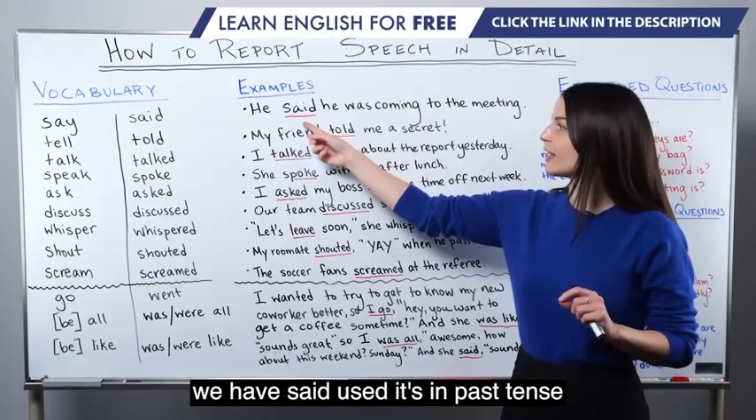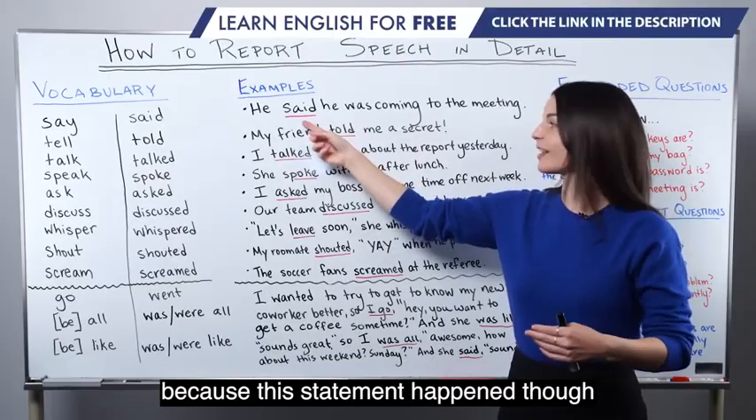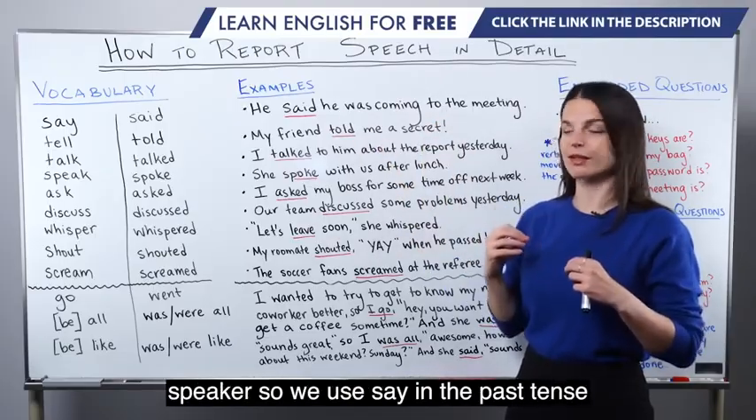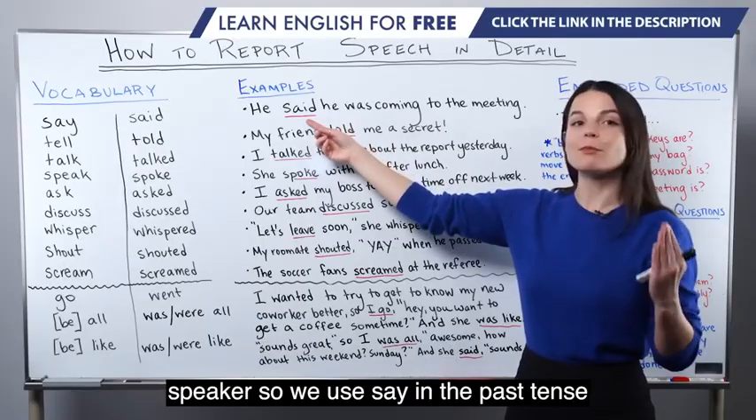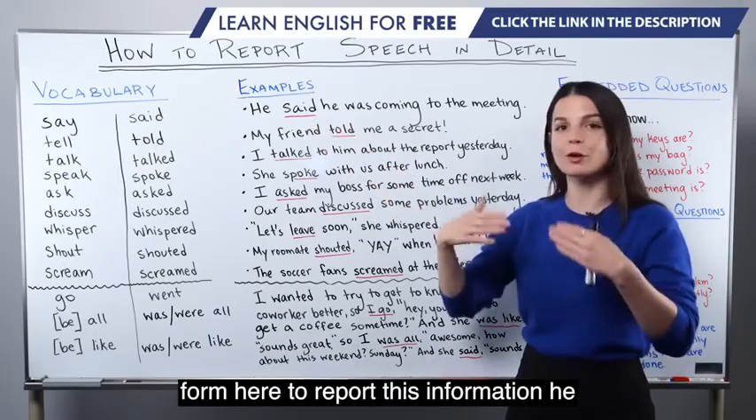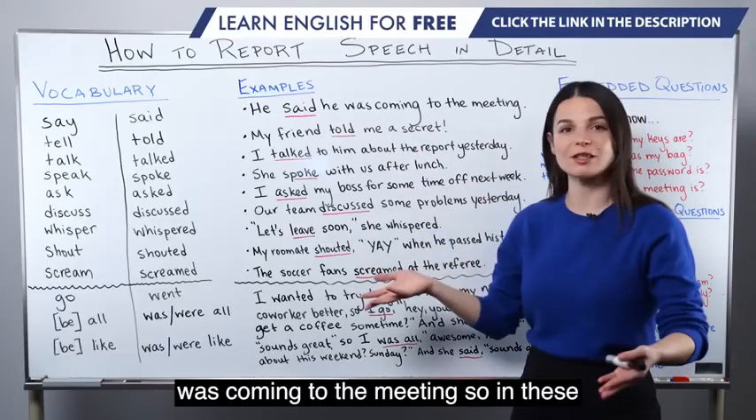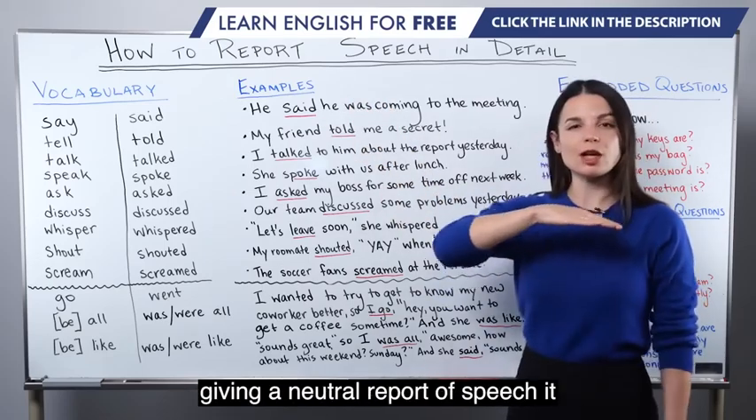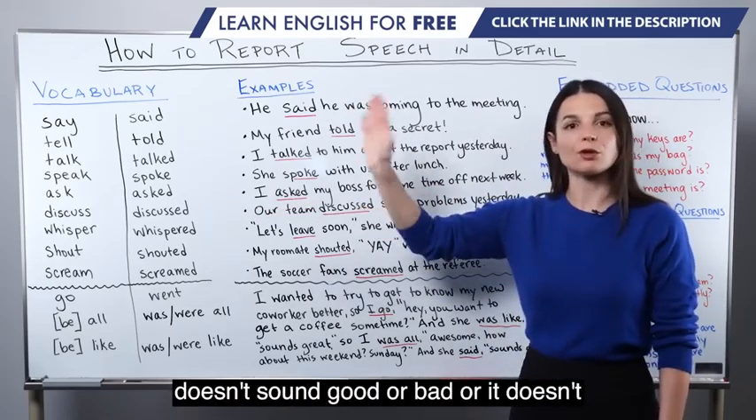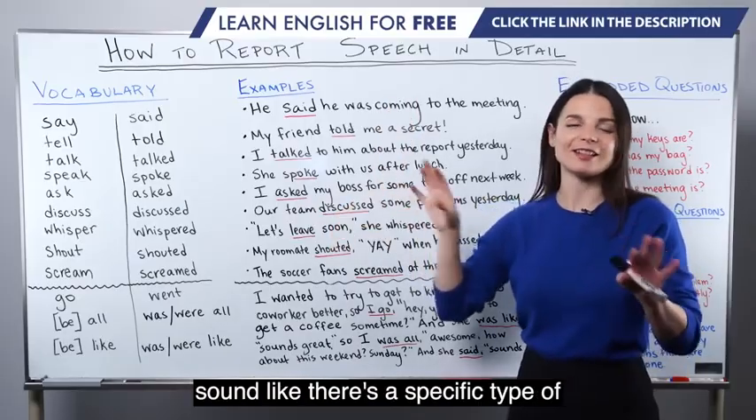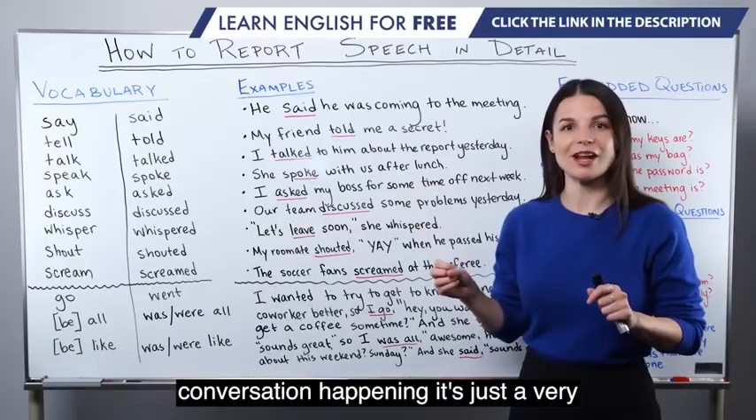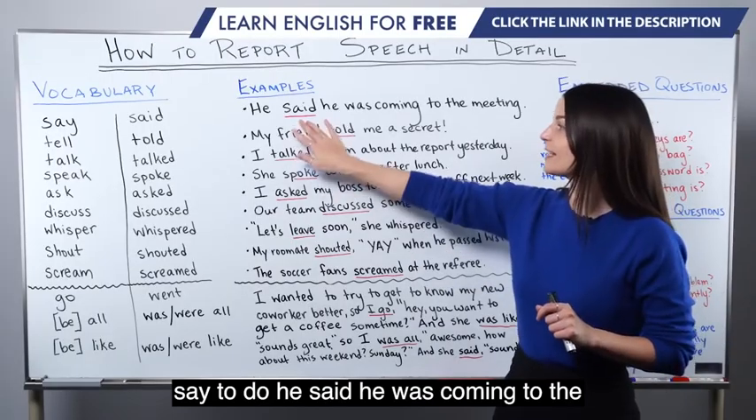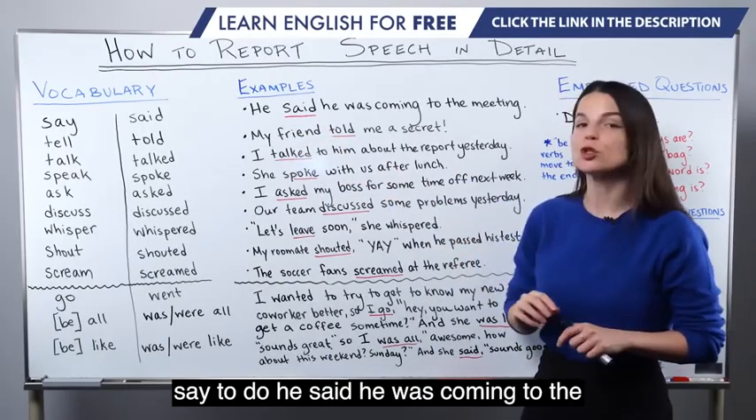Here we have said used. It's in past tense because this statement happened, and this information was given to the speaker. So we use say in the past tense form here to report this information: he was coming to the meeting. When we use said, we're just giving a neutral report of speech. It doesn't sound good or bad, or like there's a specific type of conversation happening. It's just a very neutral report. So this is what we use say to do.